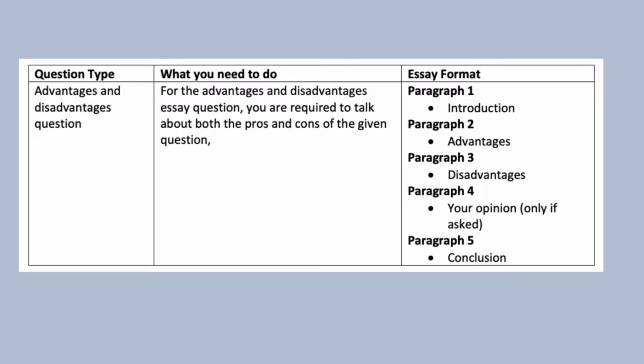So if you do happen to get an advantages, disadvantages question type, what you need to do for this question is you are required to talk about both the pros and the cons of the question that the examiner has asked you in task 2. So in paragraph 1, you have to give an introduction. Paragraph 2, you should only talk about the advantages. Paragraph 3, only talk about the disadvantages.